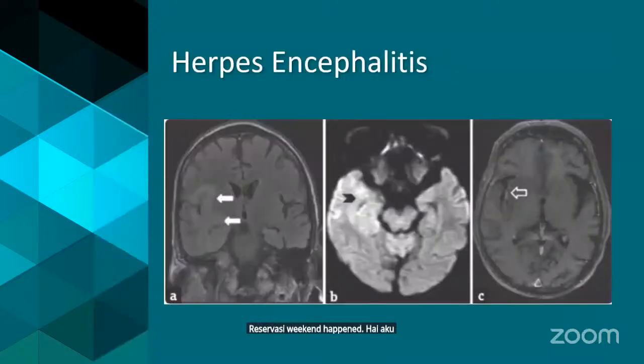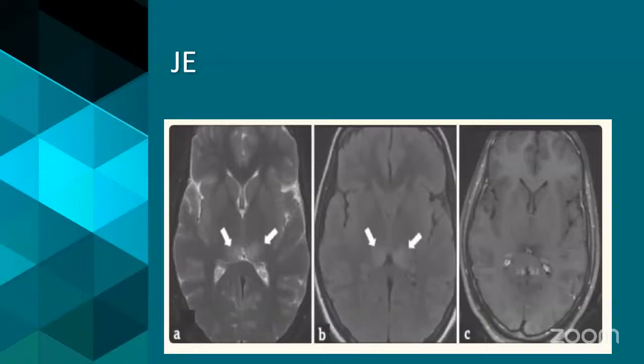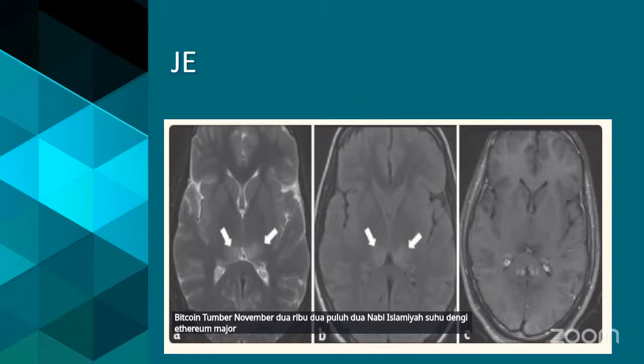For example, this is the classical herpes encephalitis. You can see the hyperintensities in the orbitofrontal as well as the medial temporal lobes. JE has a propensity towards the basal ganglia, and also the thalami, etc. So neuroimaging has some sort of a discriminative value in selecting which panel or which pathogen needs to be ruled out.